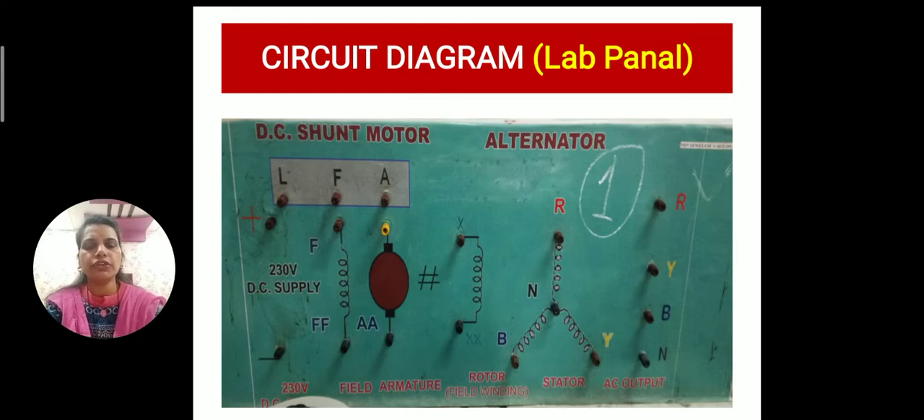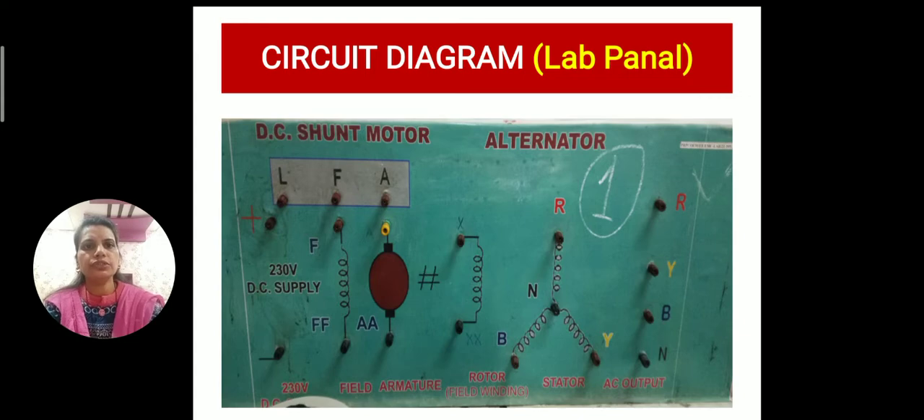For that we have to make the connection according to the circuit diagram. This is simply the panel, and this is the circuit diagram. Here we have to connect the ammeter, after that the voltmeter. Again here we have to give the supply, that is 230 volt DC supply, then the 3-phase AC supply for the alternator, and after making that connection we have to take the reading.